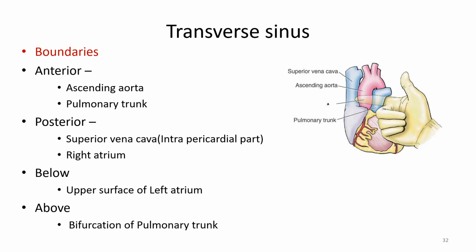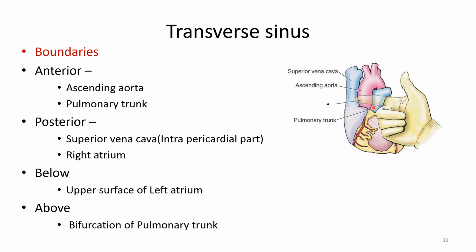Coming to the boundaries of the transverse sinus of pericardium, in this picture, the index finger is placed posterior to the ascending aorta and pulmonary trunk, and anterior to the superior vena cava and right atrium, and above the upper surface of the left atrium, and below the bifurcation of the pulmonary trunk. Now you can understand the boundaries of it.